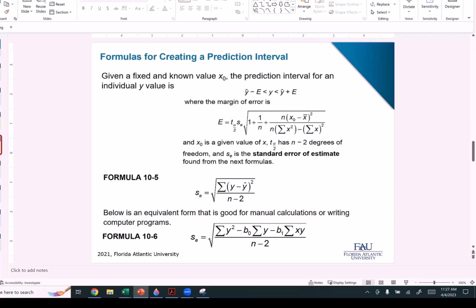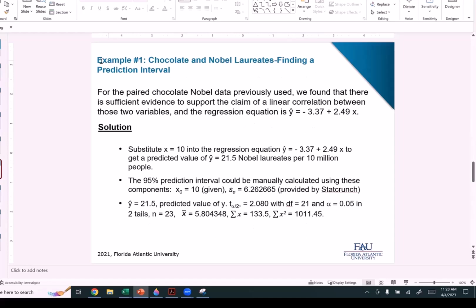We are definitely not going to be using these formulas, but I did want to show you something on this slide. Given a fixed and known value of some x, we're going to plug x into our regression equation. Out is going to come some value of y. That is our y hat. Remember, we're estimating. The value of y has to be somewhere between the estimate plus the error and the estimate minus the error. For example, we have our chocolate and Nobel laureates, finding a prediction interval.